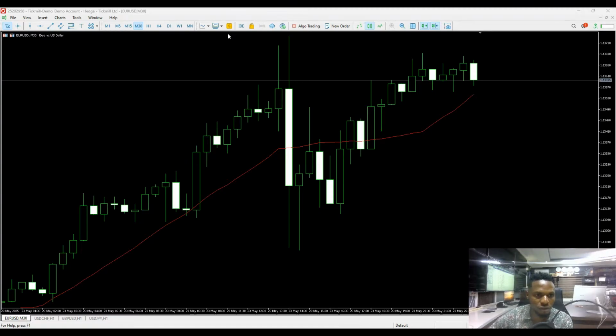Then number two, dark cloud cover. Number three, bearish engulfing. Number four, evening star.